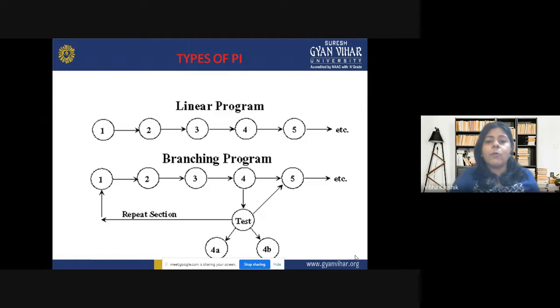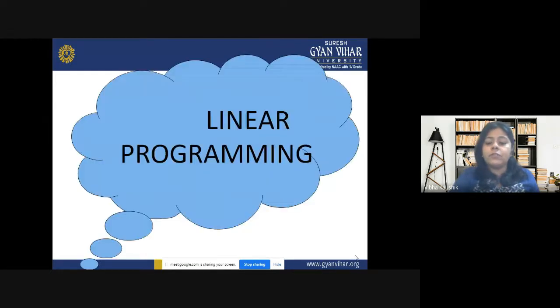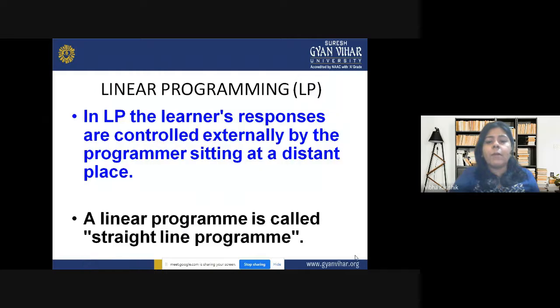Now, types of program instructions: linear, where 1, 2, 3, 4, 5 are the frames, etc., can be framed. Branching program, these are the plans, and on the basis of the test, we have to refer whether we have given the right answer or the wrong answer. Today, we are going to discuss linear programming.